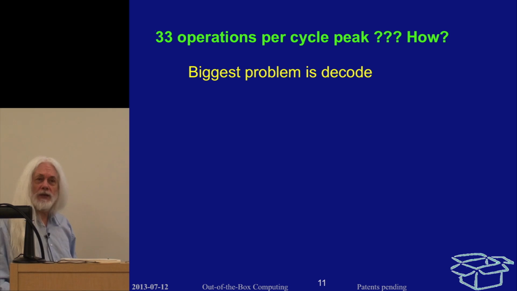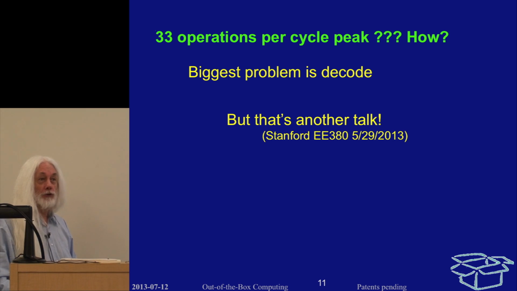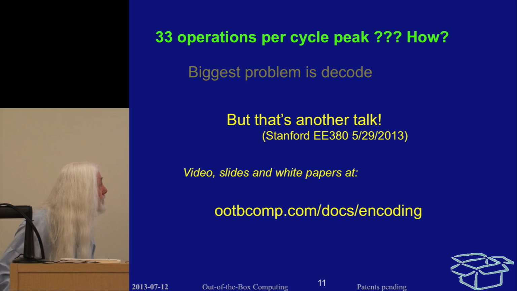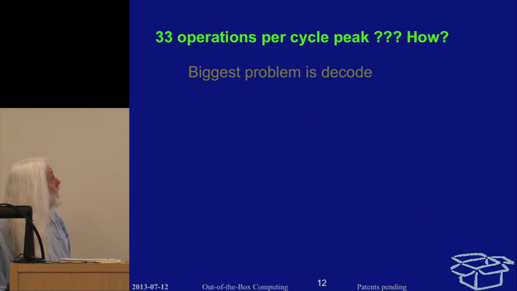How to do it? The biggest problem is decode. That's a different talk too. In fact, that's a talk that was already given in May. I'm not sure if any of you, yes, some of you were there at Stanford in their EE 380 seminar, and talked about how we are able to decode 33 operations per cycle, variable length operations, x86 type variable length. And how to do that is an interesting story, but it's not this story. However, there are videos and slides and what have you, and that's where you go if you want to see how we did it. This includes a video of that presentation and the slides from it.